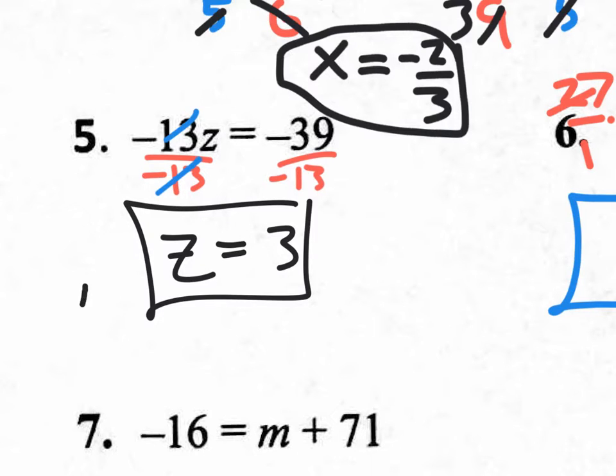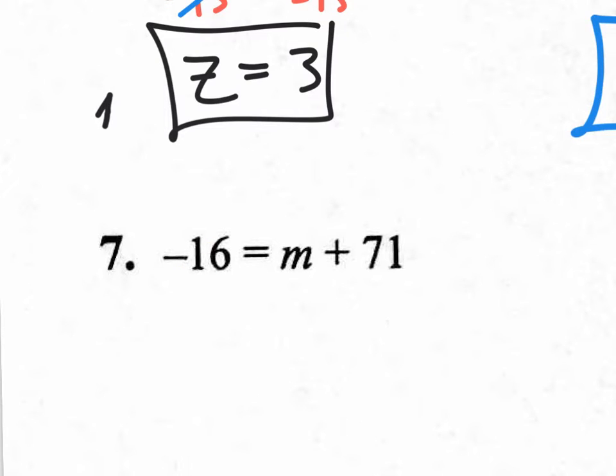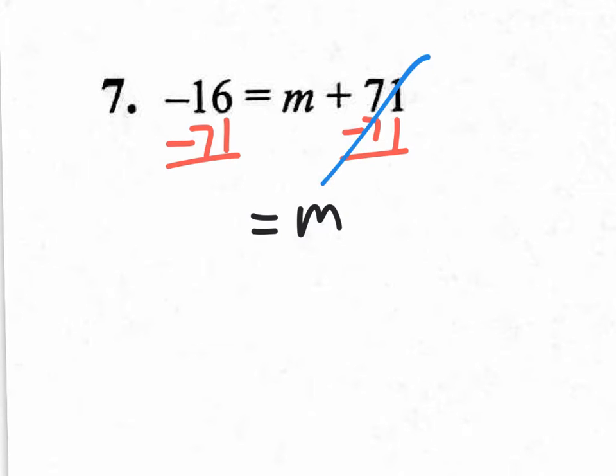Moving on to the last one. It doesn't really matter if you have a variable on the left side of the equal sign or the right side of the equal sign, as long as you get it by itself on one side. So on number 7, I want to get rid of that 71 by subtracting 71 on both sides. So this will cancel out on the right side. Bring down the equal sign, bring down the m, and when you do 16 and 71, both of them negative, it's like you owing $16 and you're owing $71, you're going to owe a total of $87. It's going to be a negative 87. So I would rewrite my answer as m equals negative 87.